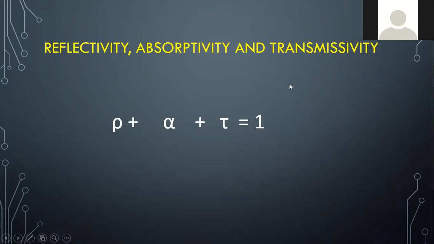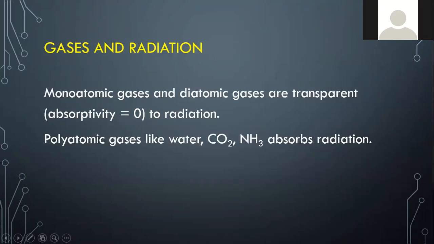Okay, so gases and radiation. Pag monoatomic gases at saka diatomic gases, halimbawa helium, monoatomic gas yon. Tapos oxygen, diatomic gas yon. These are transparent to radiation. Ibig sabihin, yung absorptivity nung mga gases na to ay zero. Parang tinatawag nating colorless. So these gases are colorless. So yung light, as you will imagine, lampasan lang sa mga gases na to.